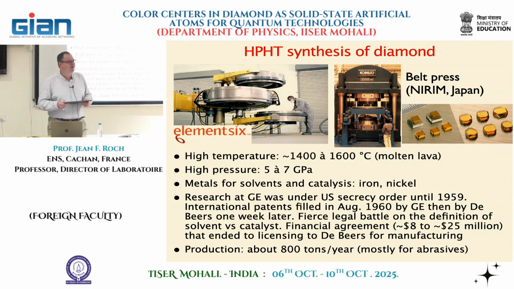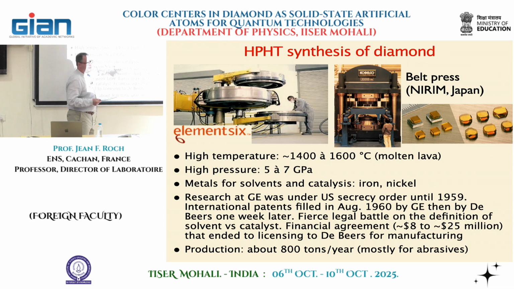And then there was a fierce battle between the advocates of the two companies on the definition of a solvent and a catalyst. In one patent, they say it's a solvent, and in another patent, they say it's a catalyst. So they argued about what the difference is. And in the end, they came to a financial agreement. General Electric had the patent, and De Beers paid for a license, got the licensing right, and for a while the amount that De Beers paid to General Electric was also secret. It was around a few billion dollars at that time.